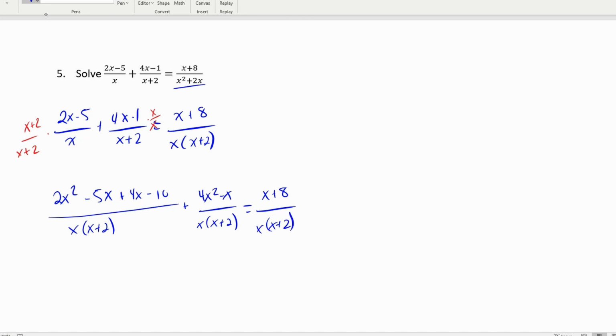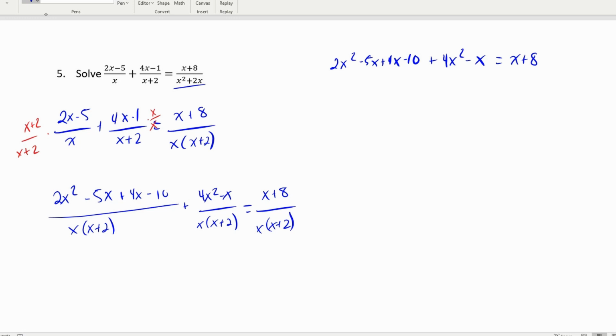So what happens with all of these denominators is I can just multiply everything by x times (x plus 2), and all those denominators are going to divide out. So what I'm left with is that numerator. Let me write it over here. 2x squared minus 5x plus 4x minus 10 plus 4x squared minus x equals x plus 8.